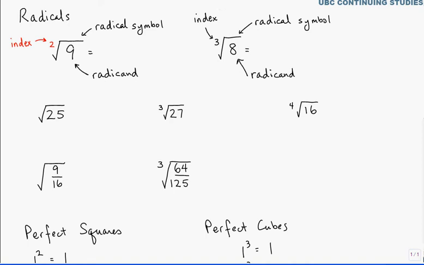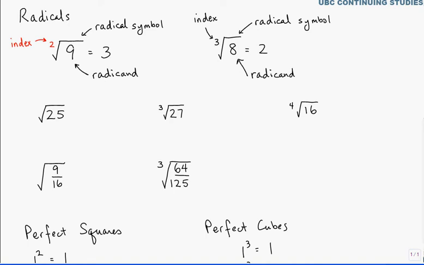So let's see some examples of how you can use this. The square root of 9 is simply 3. It's the number that when you square it, or multiply it by itself, gives you 9. The cube root of 8 is 2. It's the number that when you cube it, in other words raise it to the power of 3, it gives you 8.